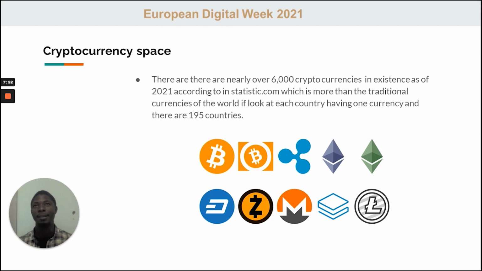And when we look now at the cryptocurrency space, it is widespread. Nearly today, one news organization called statista.com says that there are over 6,000 cryptocurrencies existing in 2021, according to their record. These are the ones that were being adopted by people, and there are tons of other ones that are not adopted. In general, cryptocurrencies are even more than the traditional currencies we have nowadays, compared to the number of countries in the globe. If you take each country having its own currency, the cryptocurrencies are more than today's traditional currencies.